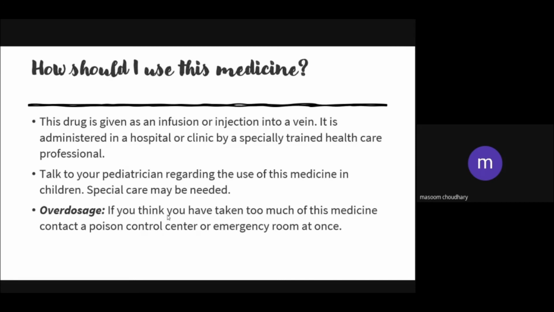Now, like everyone has this question, how should we use the particular medicine? This drug is given as an infusion or injection into a vein. It is administered in a hospital or clinic by specifically trained healthcare professionals. Talk to your pediatrician regarding the use of this medicine in children. Special care must be taken. If the person has an overdose, the person should go to a poison control center or emergency room at once.